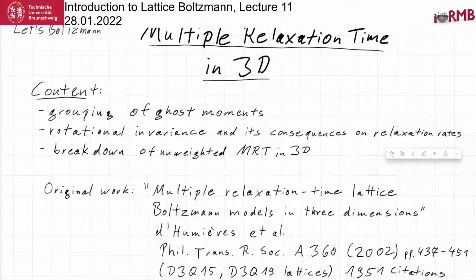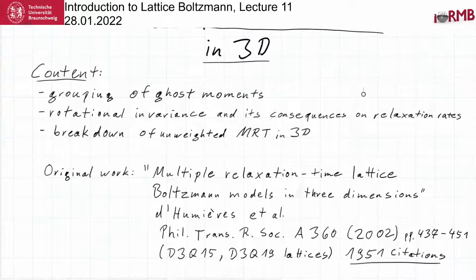So the content is, we are looking at the grouping of the moments. So we have to define groups of moments with specific relaxation rates. We look at what rotational invariance has as consequences on these rates, and then we actually come to a problem in the MRT method, and I hope you bear with me after this lecture, because we look at the problems in order to solve them in a later lecture.